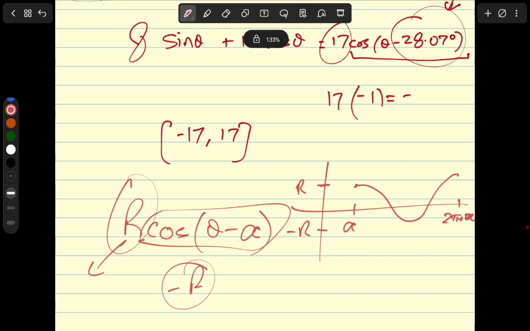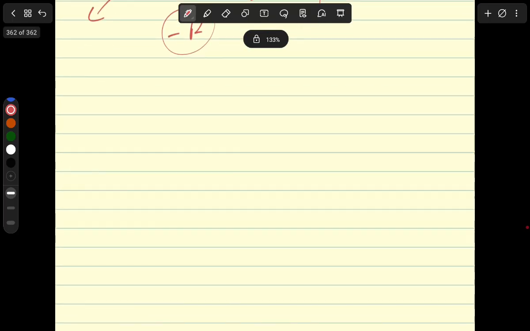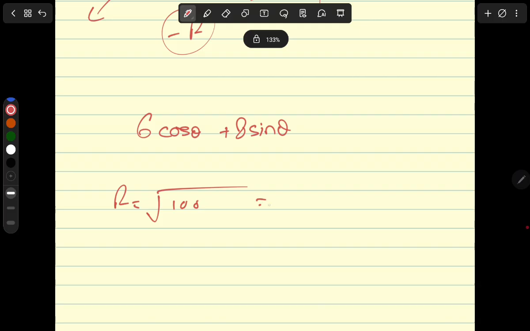Now, let's say I give you another question, 6 cos theta plus 8 sin theta, and I'm asking you to find its greatest value. Pause the video, find it yourselves. Okay, I hope that you guys have found it by now. Students should immediately think that r is equal to the square root of 6 squared plus 8 squared, which is 100, which is nothing but 10. So r is 10 and nothing more.